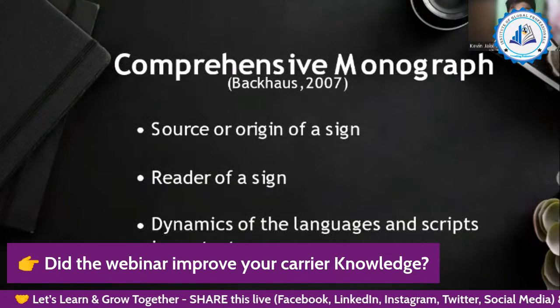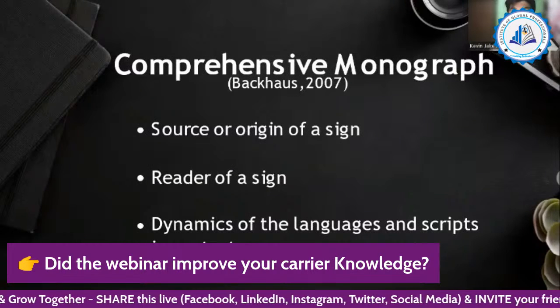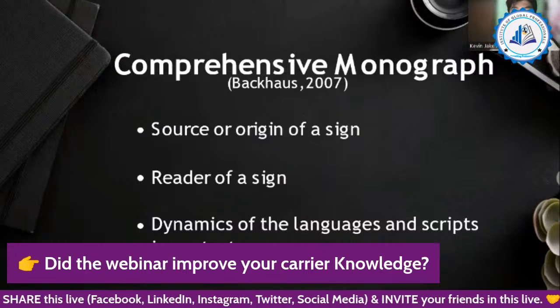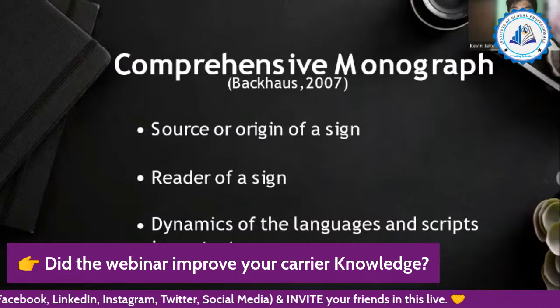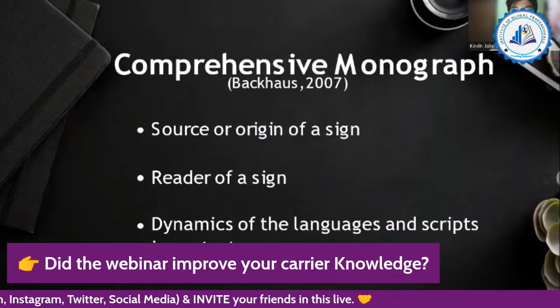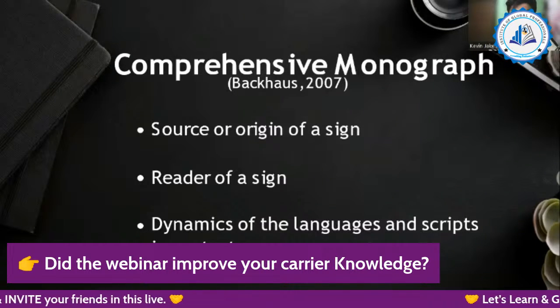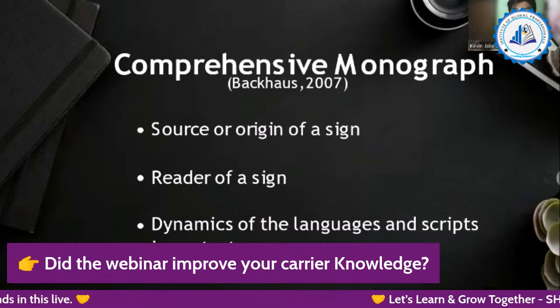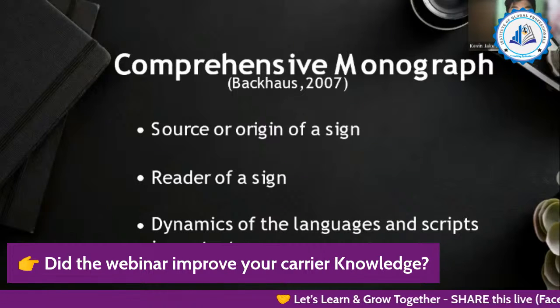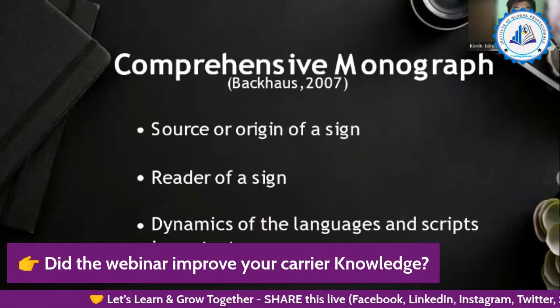Another framework that assists in understanding linguistic landscape is by Backhouse back in 2007, which is titled the Comprehensive Monograph. According to Backhouse, when you're approaching a linguistic landscape study, you have to know the source or the origin of the sign.